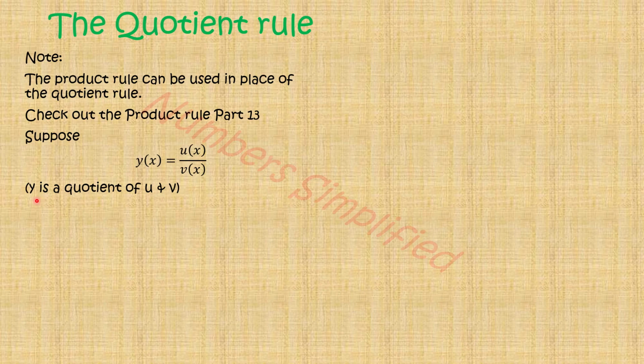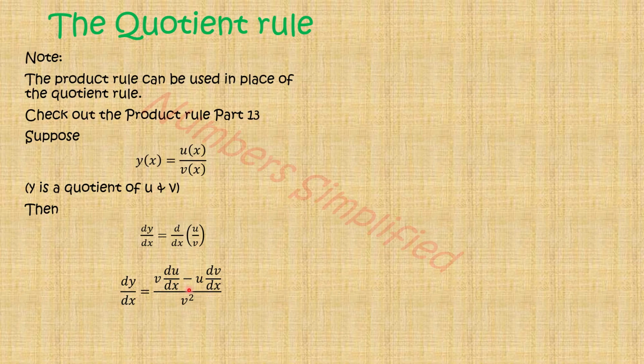So y is a quotient of u and v. Then dy dx is equal to d dx of u over v. Now with that, we are saying that dy dx is given by v times the first derivative of u minus u times the first derivative of v all over v squared.